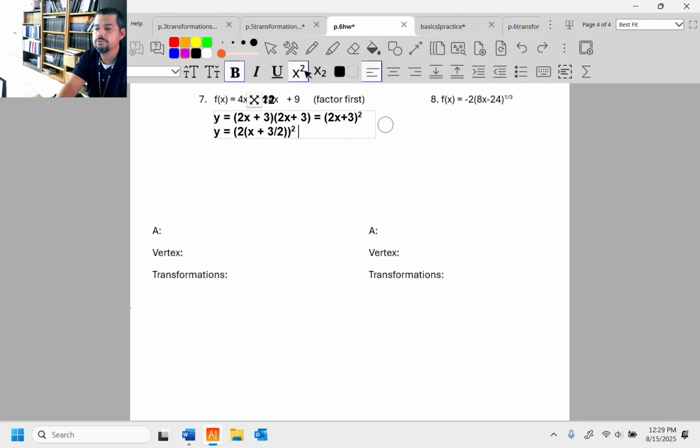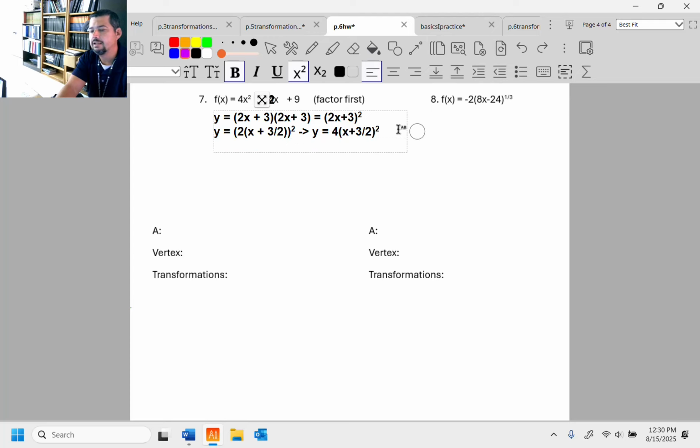Now, as I've shown numerous times in class, we're going to distribute that 2. That exponent of 2 is going to go here, and it's going to go here. If you square a 2, you get a 4. And this is x plus 3 halves, quantity squared. We don't do anything else with it because it's in the form now.